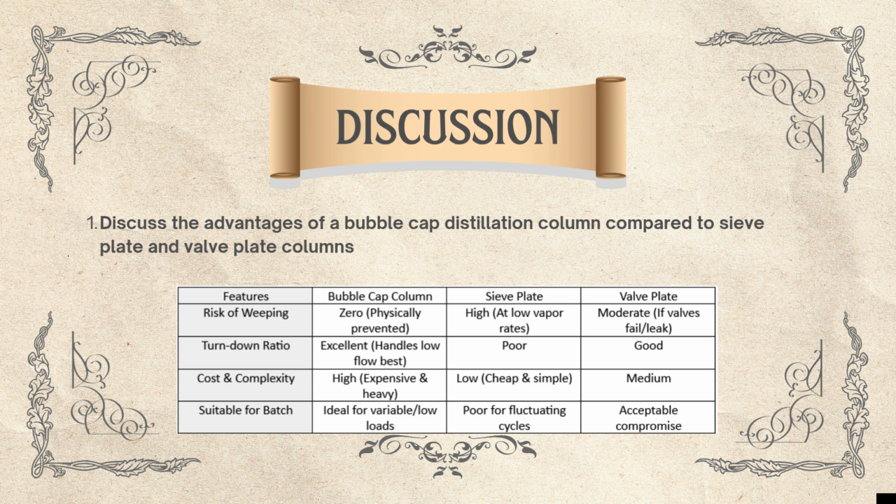Furthermore, while bubble caps represent high cost and complexity due to the heavier construction of caps and risers, sieve plates remain a cheap, low-maintenance option with simple drilled holes, and valve plates represent a medium-cost compromise.